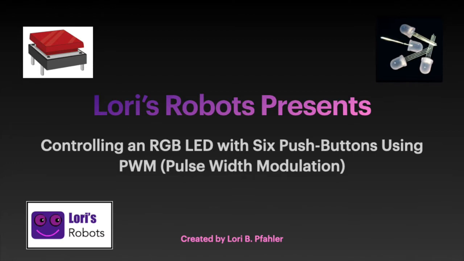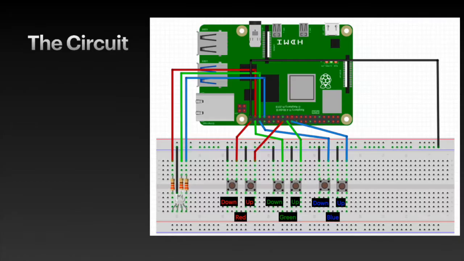I'm controlling an RGB LED with 6 push buttons using pulse width modulation. Here's the circuit I used in this project.